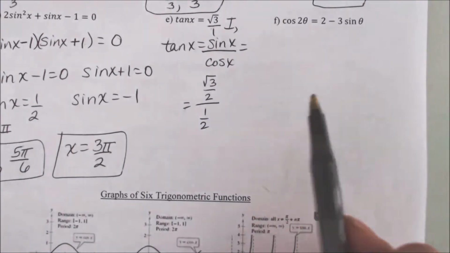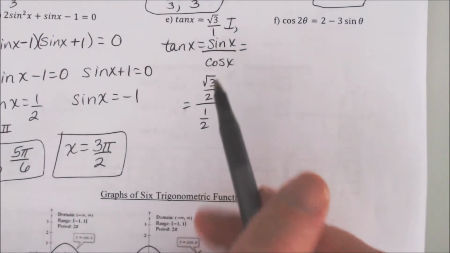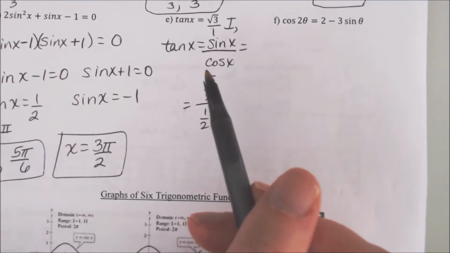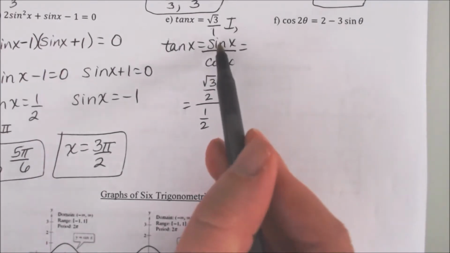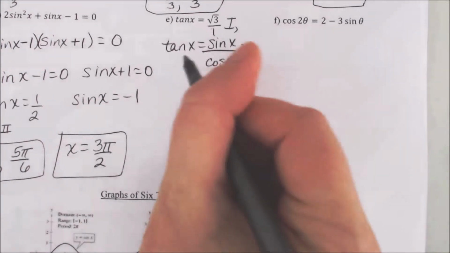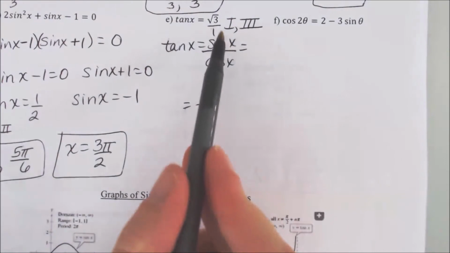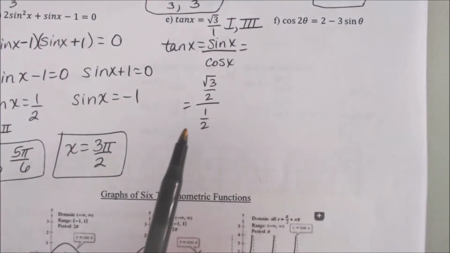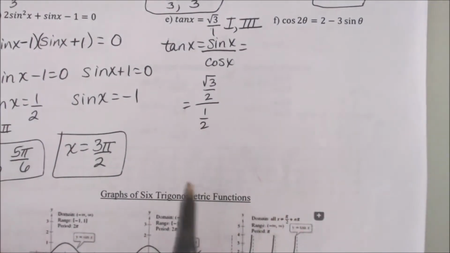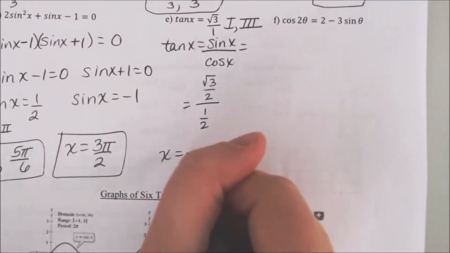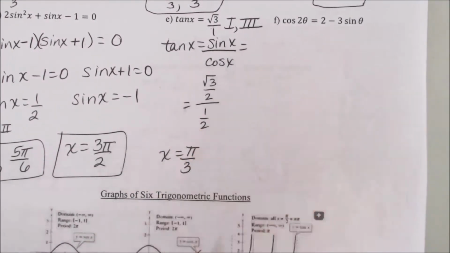And then in the other quadrant, where's the other quadrant? Think about where sine and cosine have the same signs. That would be in the third quadrant, right? A negative divided by a negative would result in a positive tangent value. So I'm looking for the angles in quadrant 1 and quadrant 3 that correspond to this location. Well, where does sine equal square root of 3 over 2?